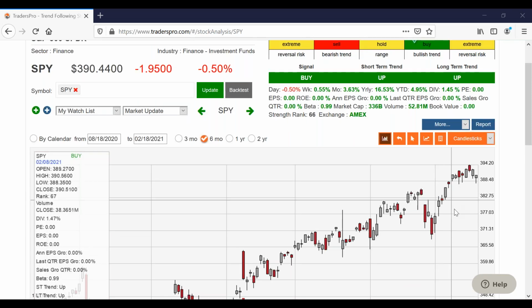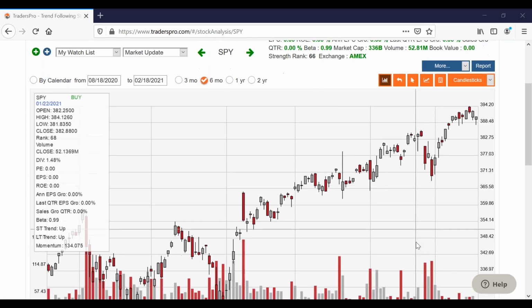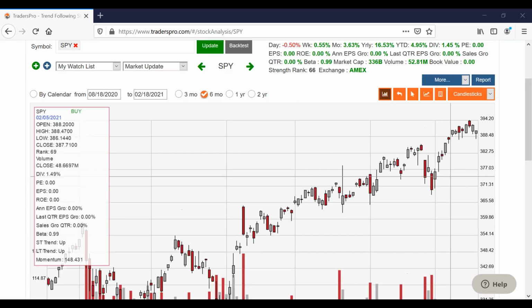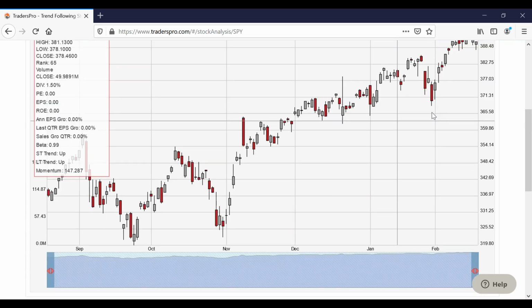and if it breaks that, you're looking at coming all the way down to here, which would be about 368. That would be a little bit bigger correction. That'd be more in line with what we saw back in October. Let me take the volume bars off here so we can see something like this.